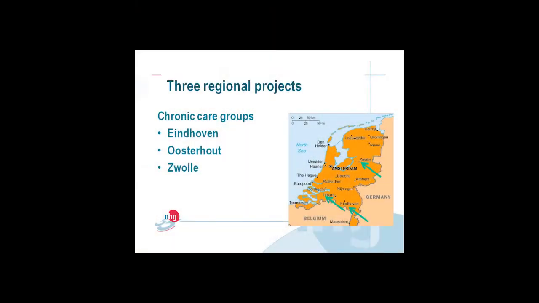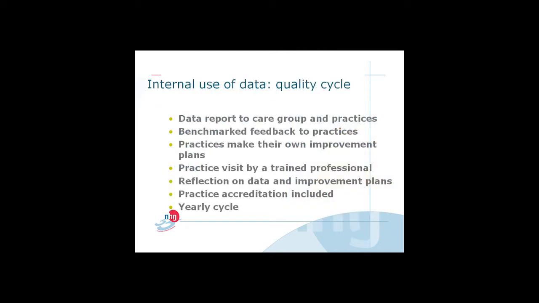I will talk to you about 3 regional projects. I will not go into them very deeply, but just as for the subject that we have this afternoon. Eindhoven, Oosterhout, Zwolle. There are 3 chronic care groups that are very active. They all make use of the same quality cycle.